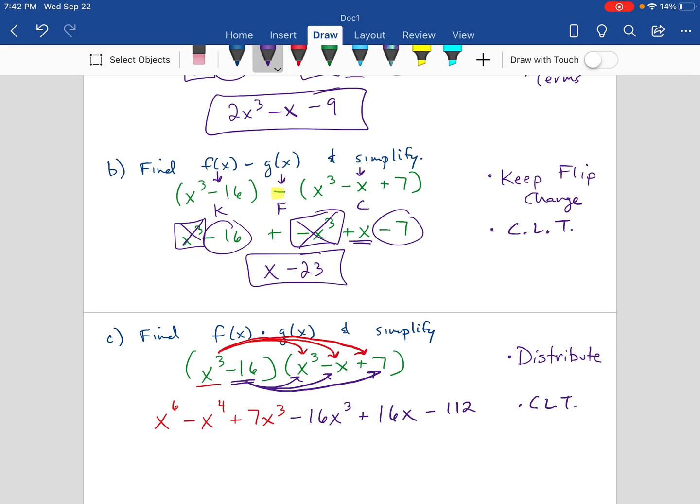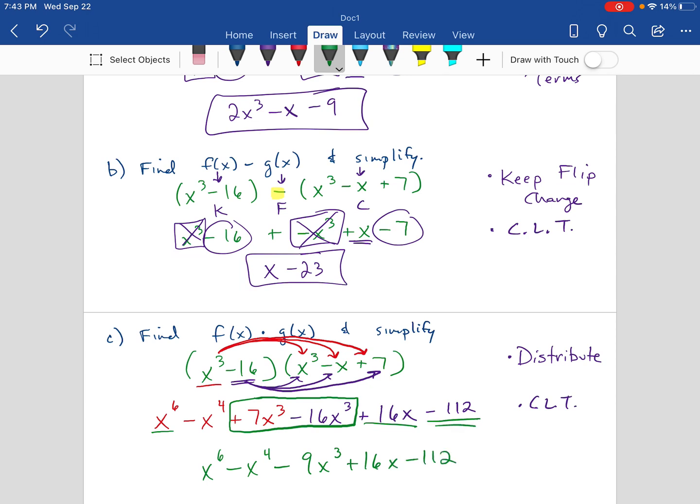Now you want to combine your like terms. With the x to the 6, I don't have any other term with x to the 6, so I am just rewriting that. Same thing with minus x to the fourth. I don't have anything to combine that with, but I could combine the x to the thirds. I have a positive 7x to the third minus 16x to the third, which will give me a minus 9x to the third. 16x is by itself, so I rewrite it. And the negative 112 is by itself, so I rewrite it. And now I am done.